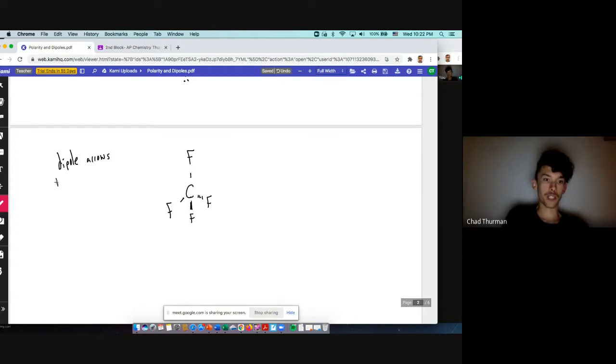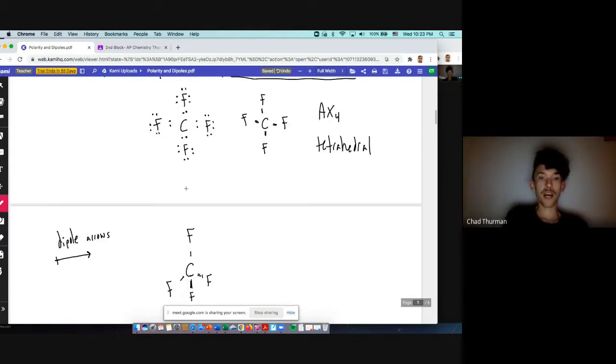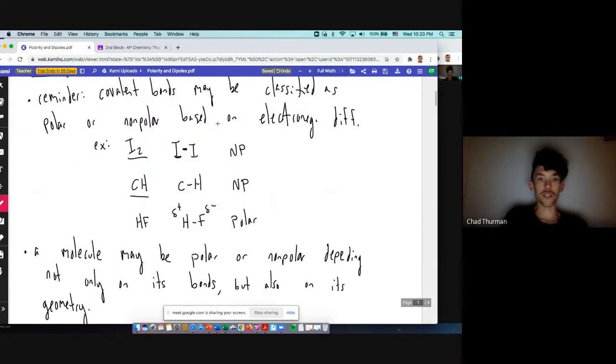These are arrows that are shaped like this, where the positive little tail of the arrow is on the less electronegative element, and the head of the arrow is pointing towards the more electronegative element. And you draw this on every pair of atoms where there is an electronegativity difference. I could have drawn these arrows up here in these examples.